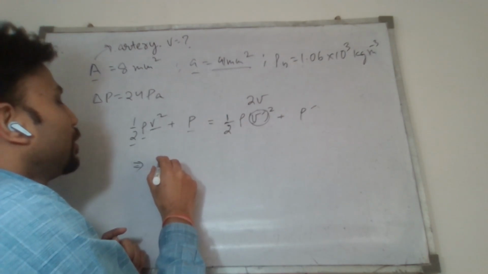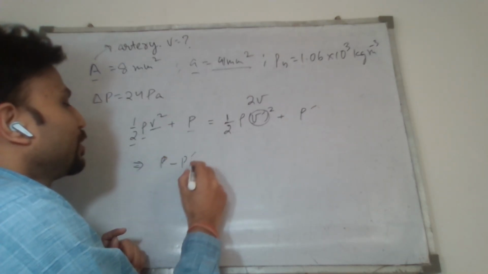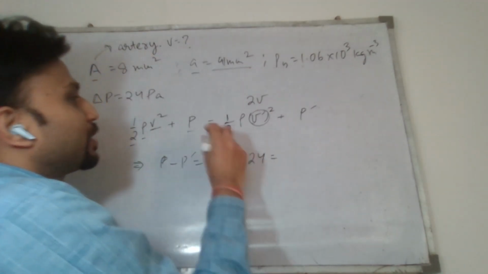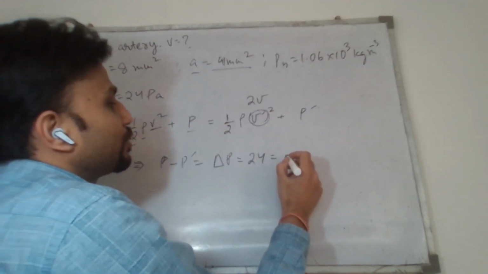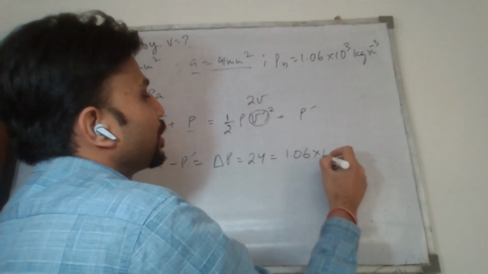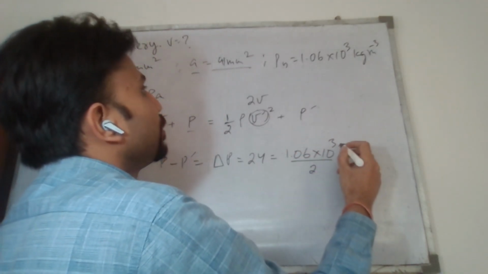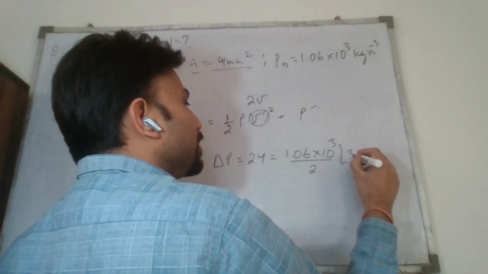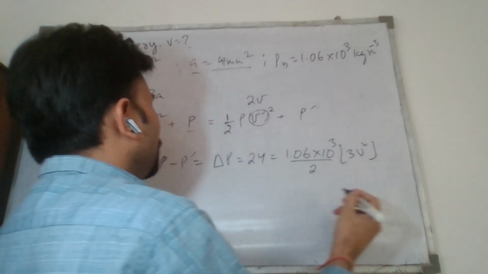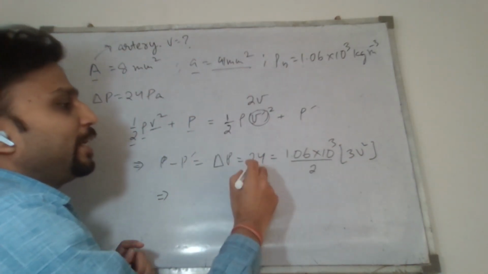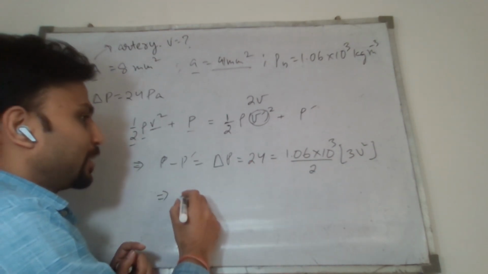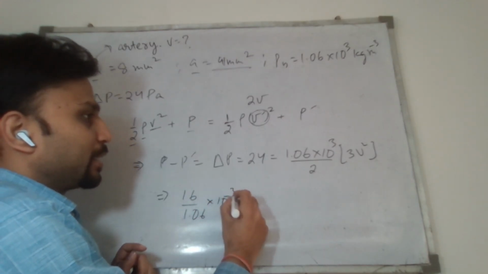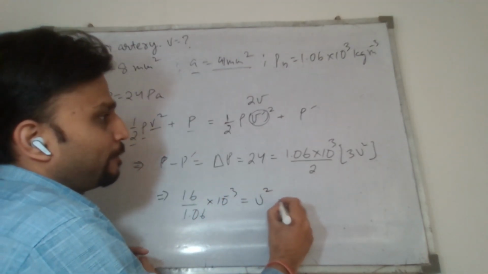So P minus P dash, this is the pressure difference delta P. This is given to us as 24. This P dash I have marked here. So this would be rho, 1.06 10 to the power 3, divided by 2, into 2v square minus v square. So it would be 3v square. So this would be some 8 times 2, 8 times 2 is 16, divided by 1.06 into 10 to the power minus 3 is equal to v square.